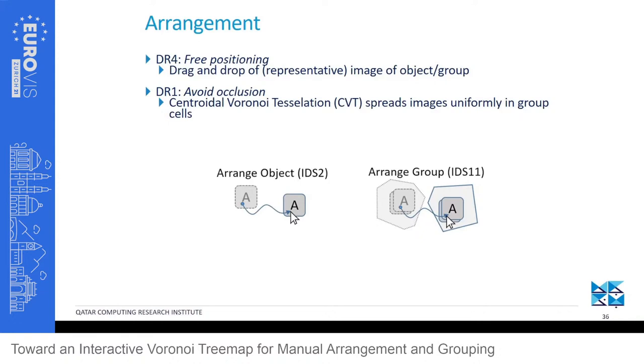For arrangement, to ensure free positioning, we use drag and drop of the image of an object or of a representative image of a group. So we can arrange an object or arrange a group by drag and drop. And to fulfill the avoid occlusion requirement, we use centroidal Voronoi tessellation that spreads images uniformly in group cells to avoid occlusion.